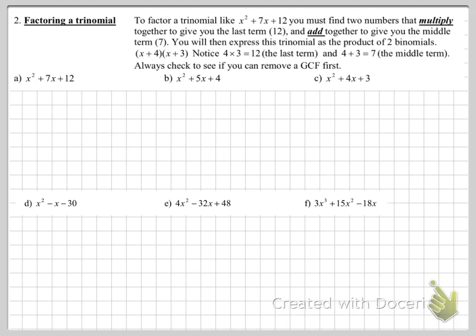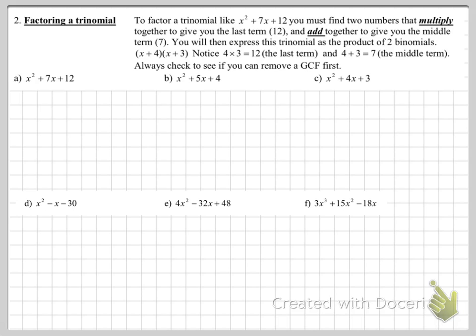Let's look at factoring a trinomial in more depth now. To factor a trinomial like x squared plus 7x plus 12, you must find two numbers that multiply together to give you the last term, and those two numbers have to add together to give you the middle term. You'll then express this trinomial as the product of two binomials, x plus 4 times x plus 3. Notice that 4 times 3 equals 12, the last term, and 4 plus 3 equals 7, the middle term, or the middle coefficient. Always check to see if you can remove a greatest common factor first.